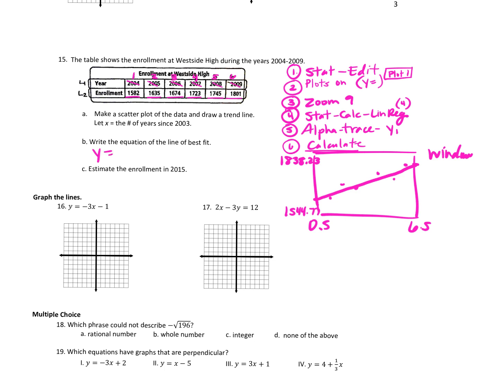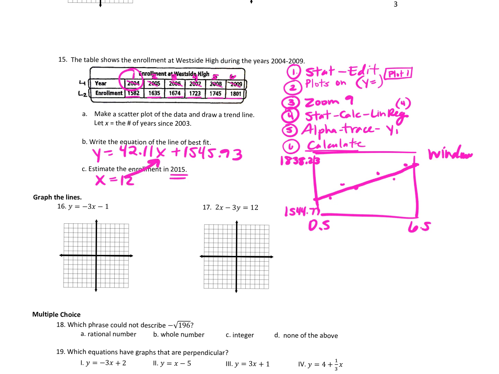So y equals 42.11x plus 1545.93. Then estimate the enrollment in 2015. Now, this is a little bit tricky because your year one is 2004. So 2015 is year 12. Okay, so we're going to say where x equals 12.